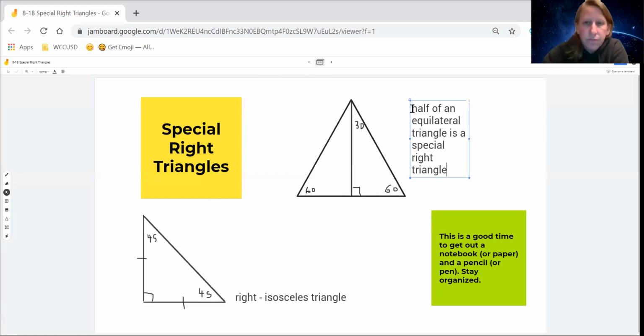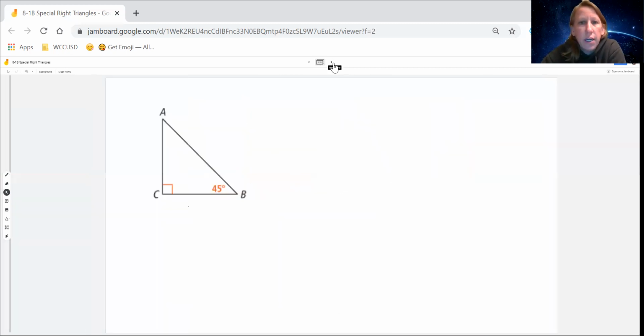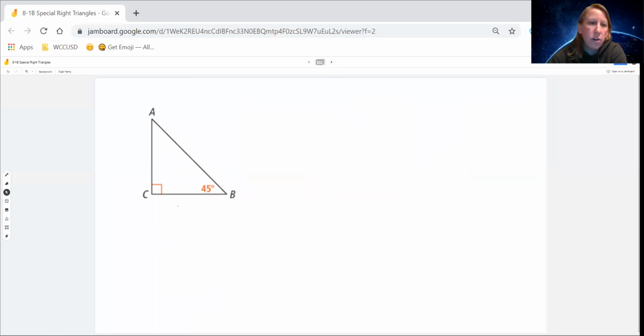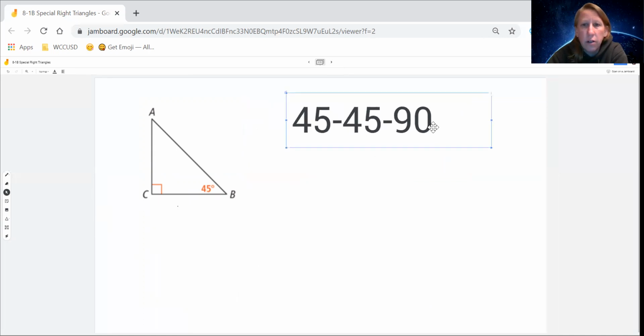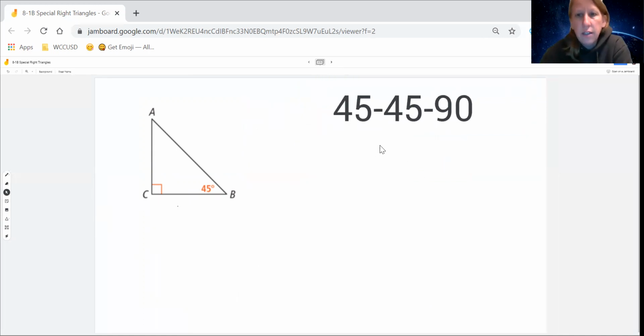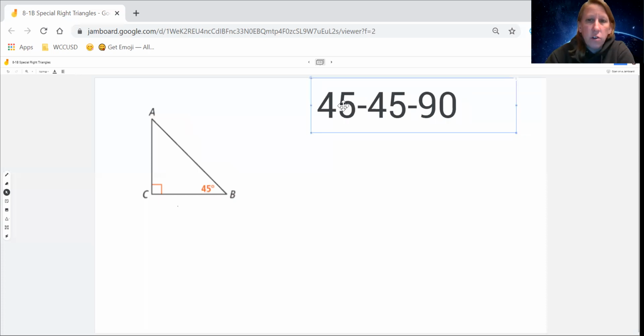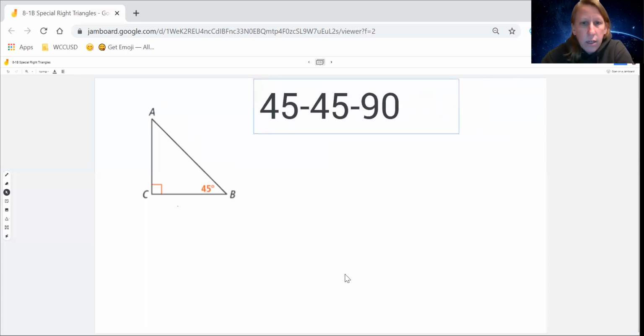Okay. Let's play with this one. So this one is called our what? This is our 45, 45, 90. Okay, so this is our first kind of special right triangle. We call them 45, 45, 90s. And they're cool. And let's see how they work.